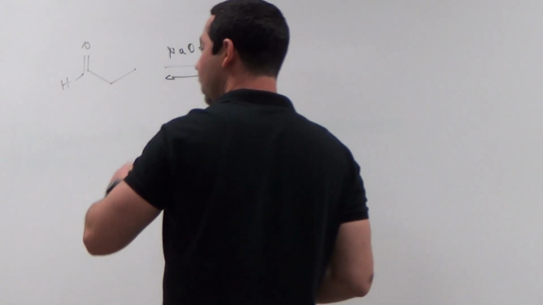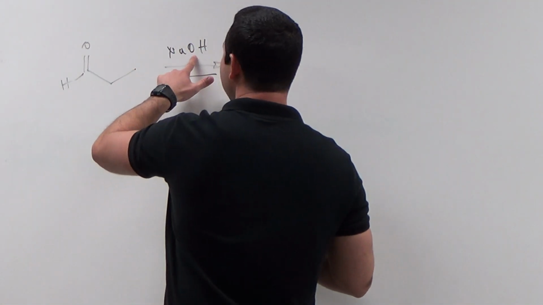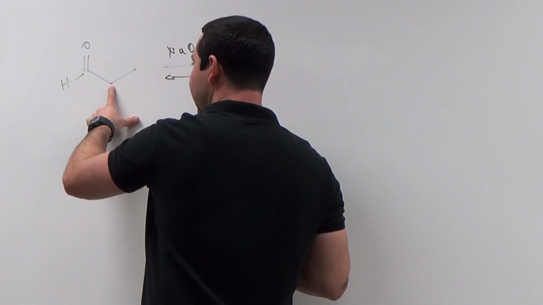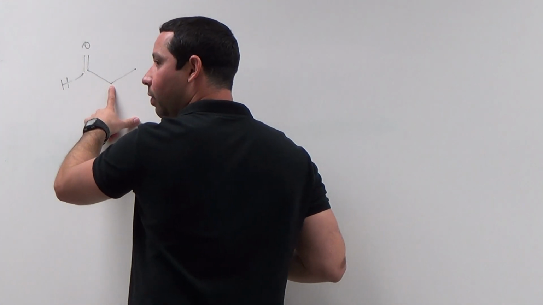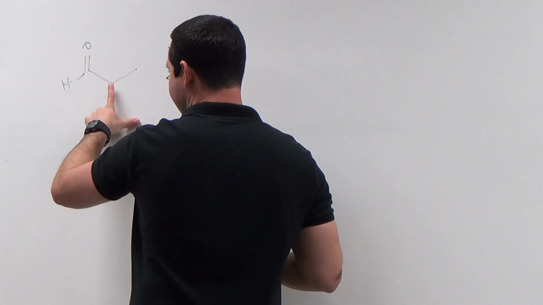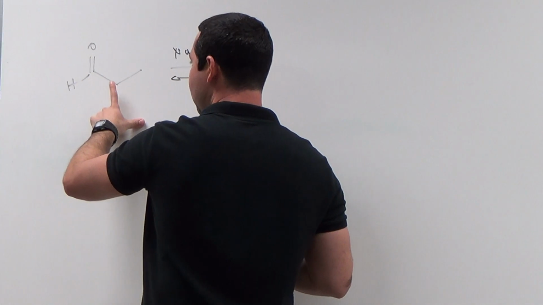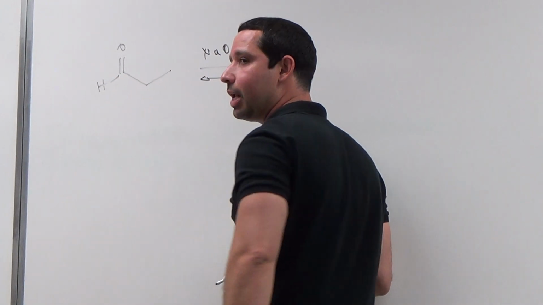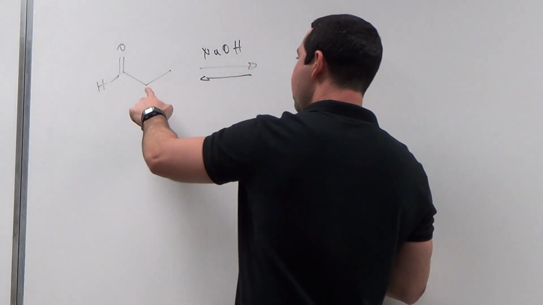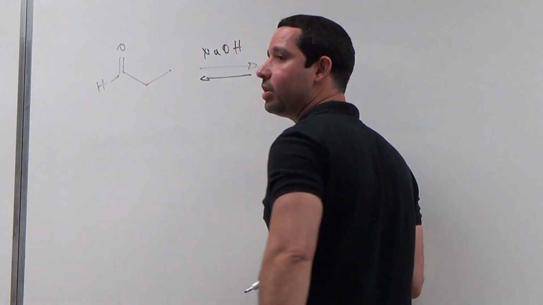This reaction is at equilibrium. What this is going to do is pull an alpha proton from here. Yes or no? And this alpha proton will then make this enolate. So the carbanion will be here. What is it going to attack?